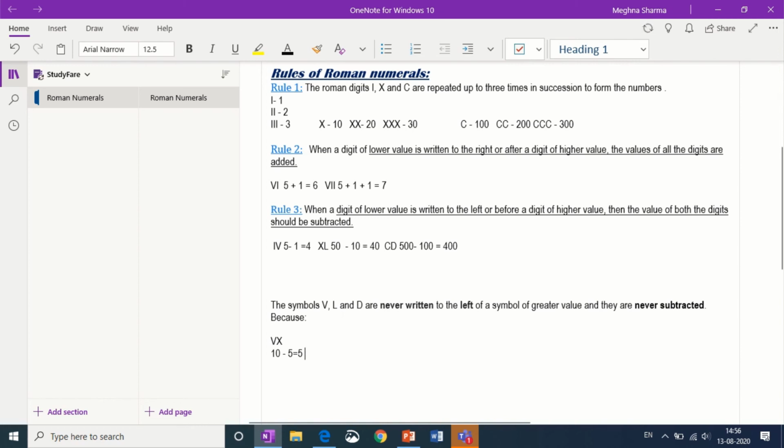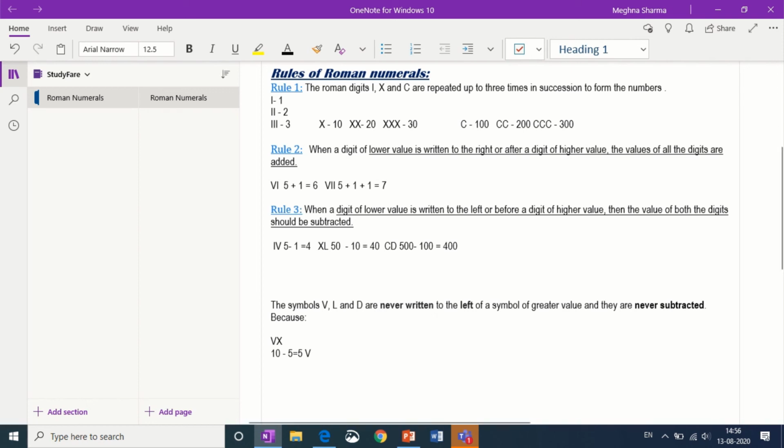Here this already has its own value. If you subtract these numbers from other greater numbers, you get that number, which means that it already has its own symbol. That's why you never write it to the left or subtract it.